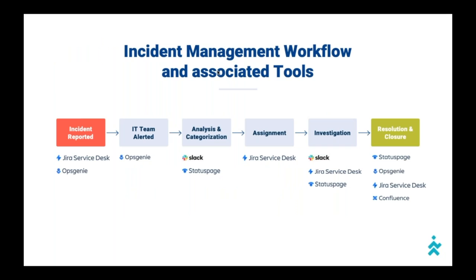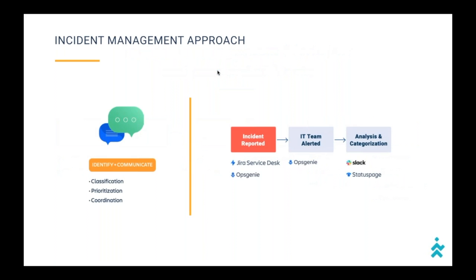So remember the process? This is the workflow with all the tools, with all the steps. But let's break it down and put the identify and communicate steps on the workflow: incident reported, IT teams alerted, analysis and categorization. So these are the 3 steps that we are working on in identify and communicate with your team. So we will have Jira Service Desk, Opsgenie, Slack, and Statuspage on this part of the process.